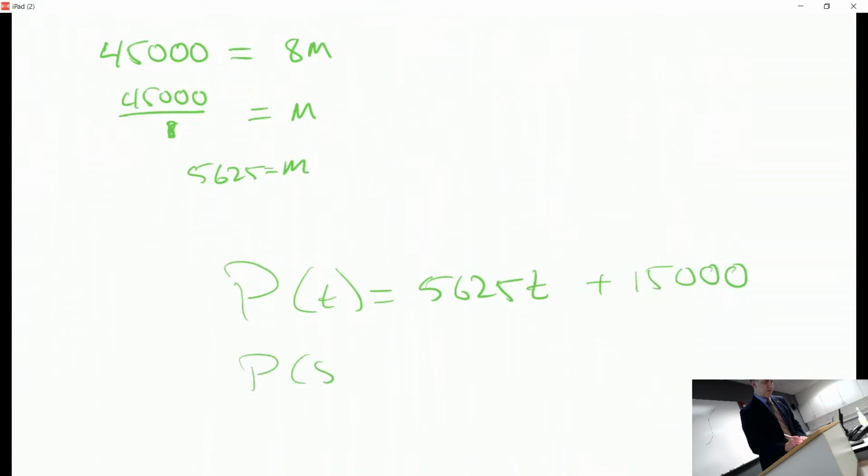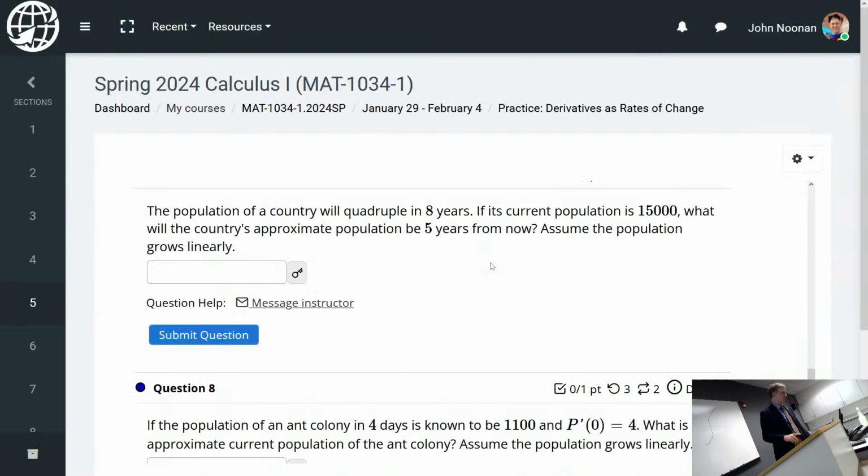All right, now I need to do p of 5. So I'm going to use my calculator for sure for this. 5625 times 5 plus 15,000. And there it is, 43,125 is what I'm getting. All right, let me check and see if I'm right. And then we'll see if you have questions about your particular problem, because it may be that you just left off a 0 or what have you. 43,125, I was right, good.